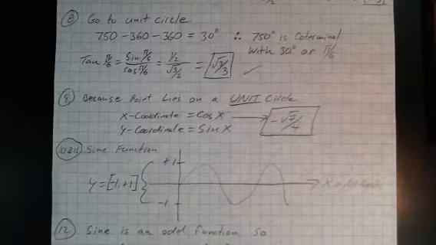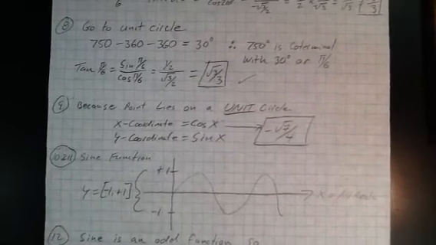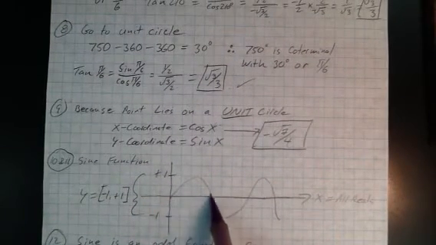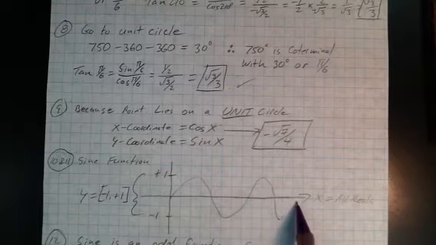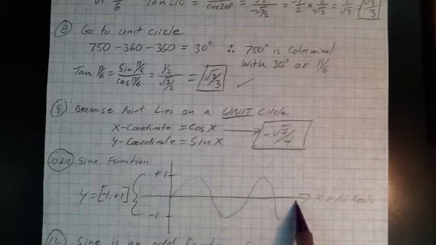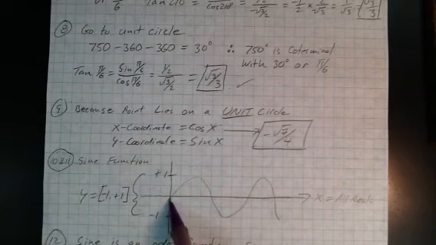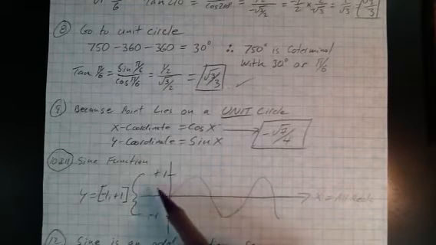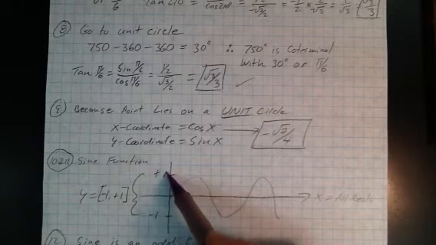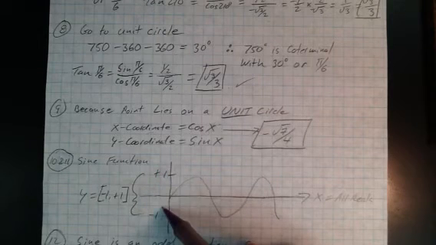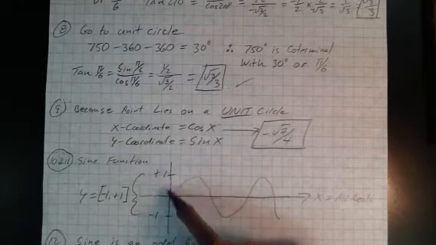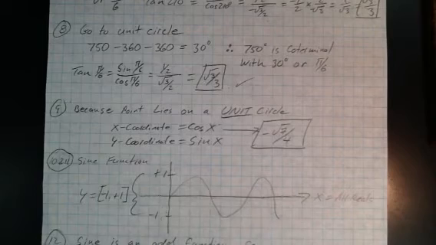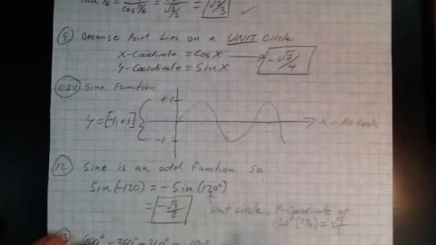10 and 11, domain and range of the sine function. Well, we know that x is all reals. I can put any negative or positive real value for x, and then the range will always fluctuate between these two amplitudes. And the default amplitude is 1.